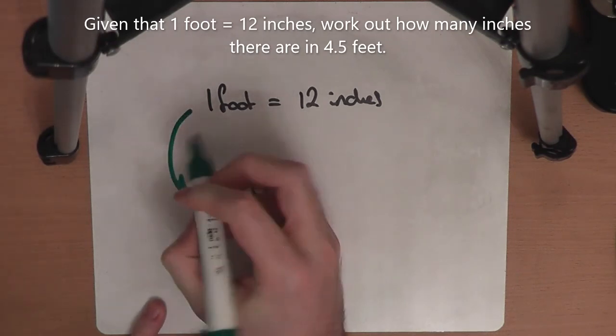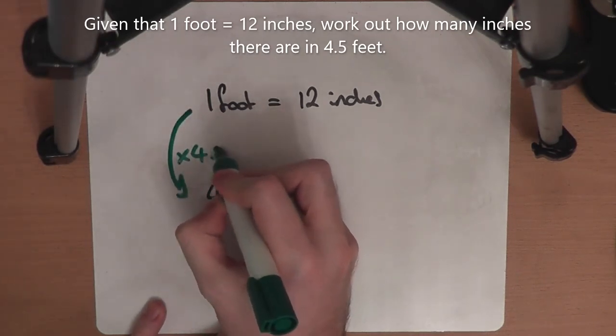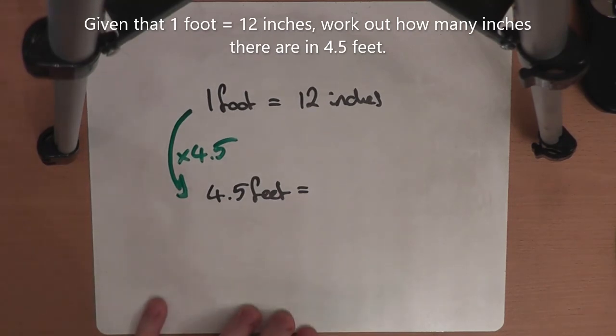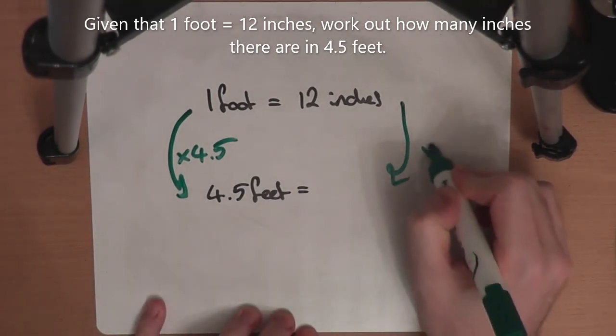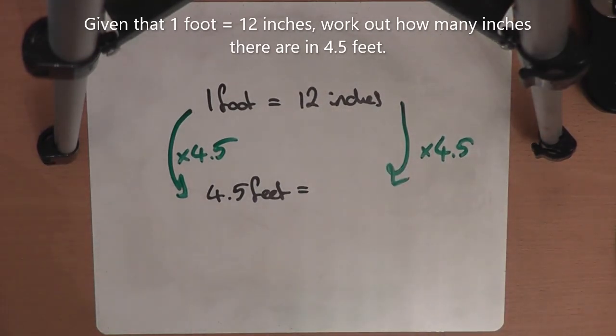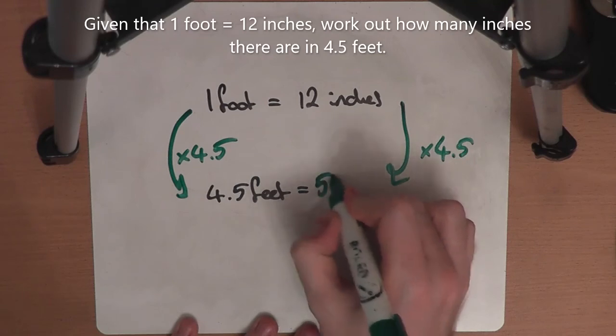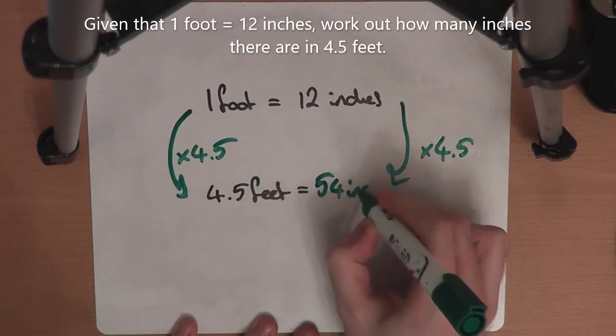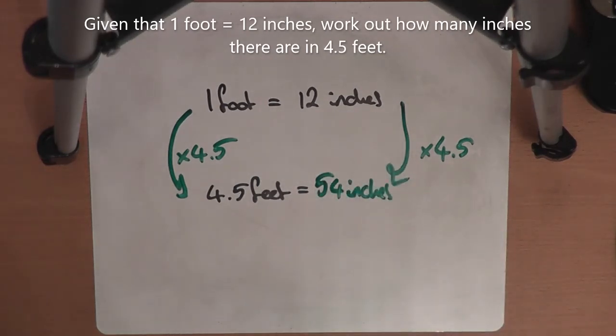And if we've gone from 1 to 4.5, we have times by 4.5. Doing that on the left with the feet side, we have to also scale up the number of inches by 4.5. So we're going to do 12 times 4.5. Well, 12 times 4 is 48, and the 0.5 will give us half as many as 12, so that will be 48 plus 6, which is 54 inches. And 4.5 feet is 54 inches.